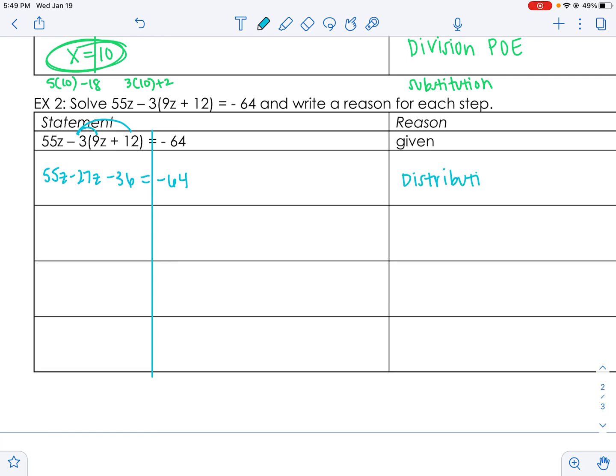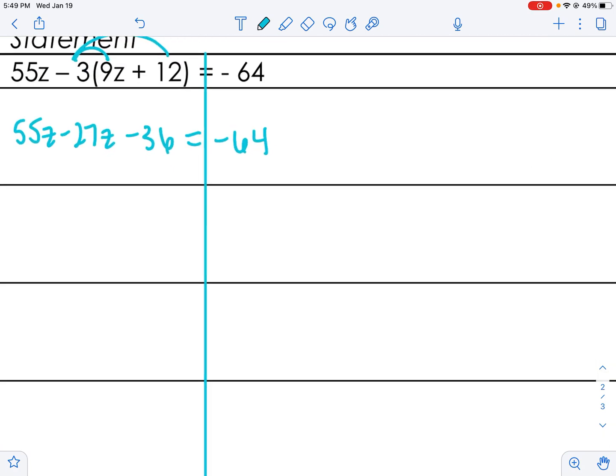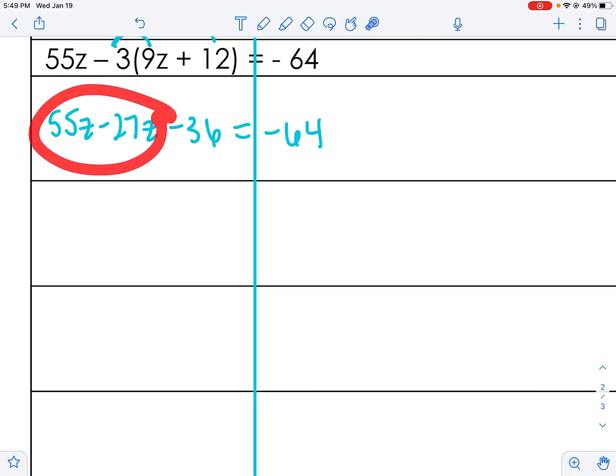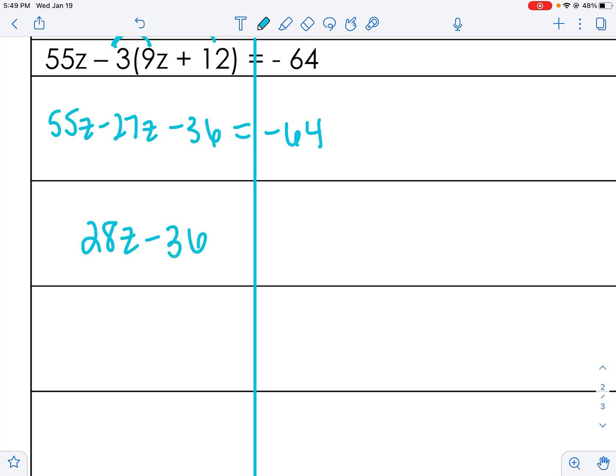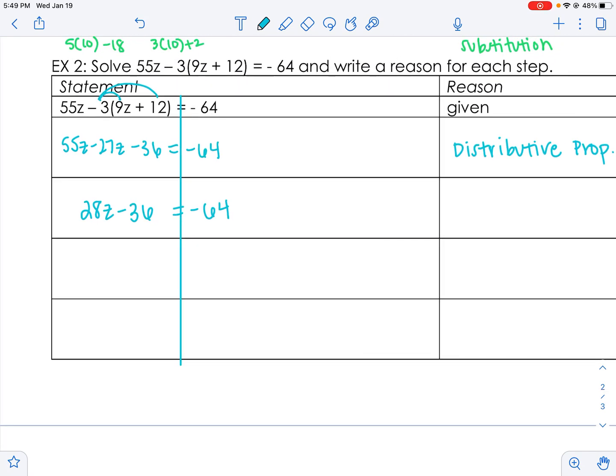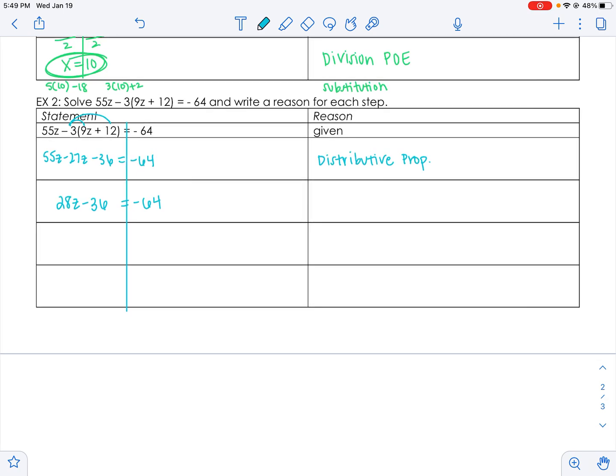That was what I did. I did distributive property. Not multiplication property of equality. I didn't multiply the same thing on both sides. I just distributed. Okay, now from here I notice that I have z's. So 55z minus 27z. Well, if I combine like terms, that would be 28z minus 36 equals negative 64. So now I'm just going to write it out. What did I do? Combine like terms.